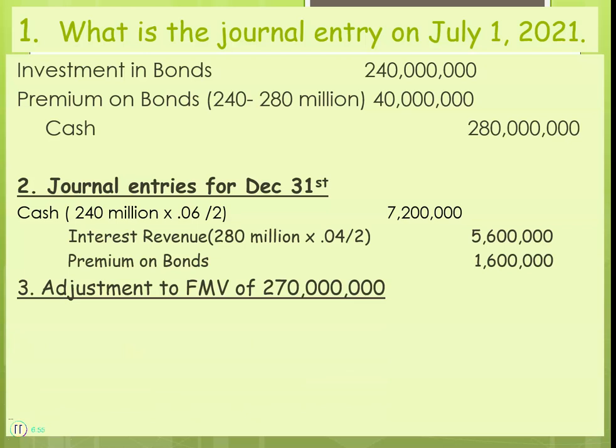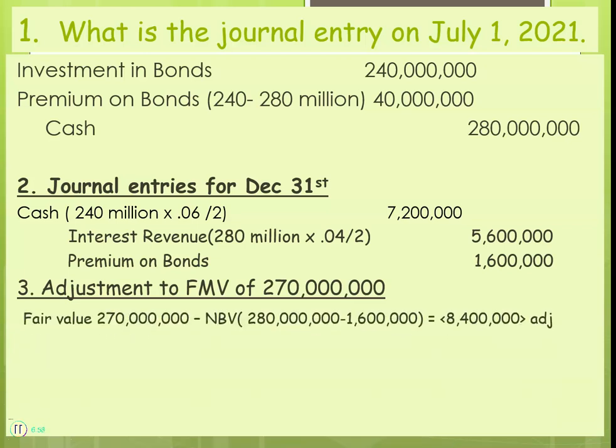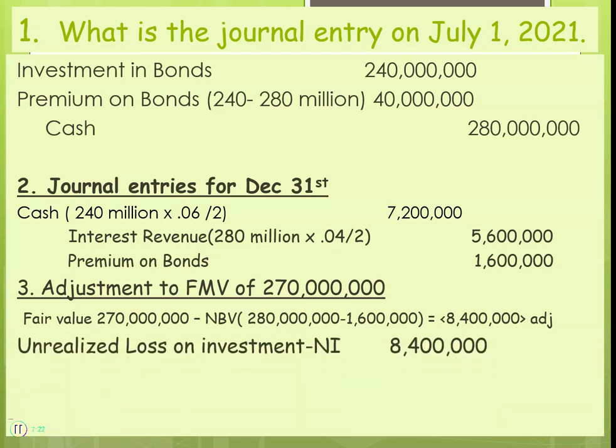Now we have to adjust to fair market value. Fair value is $270 million minus the net book value, which is going to be $280 million minus 1.6 that we amortized on our December 31st journal. And that tells us we're going to have to adjust it by $8.4 million. We're going to have to reduce it. So, unrealized loss on investment, which goes to net income, and fair value adjustment would be 8.4.